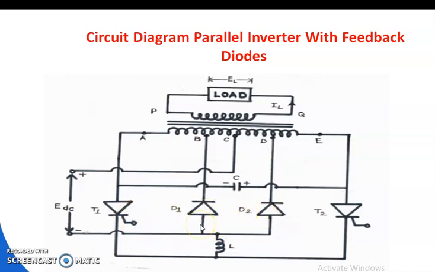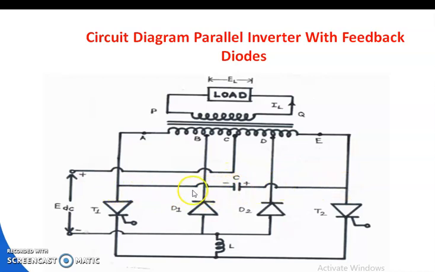Both the thyristors and diodes are connected anti-parallel with each other. That is, thyristor T1 is connected anti-parallel with the diode D1 and thyristor T2 is connected anti-parallel with the diode D2. Besides this, an inductor L is connected across the circuit and capacitor C is connected in between the two thyristors.